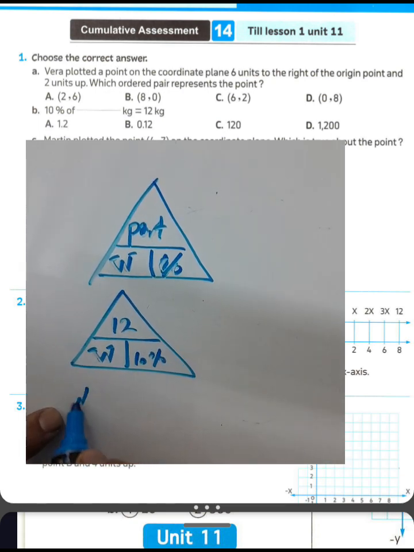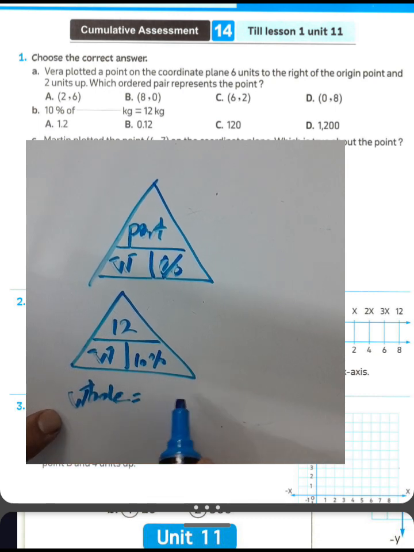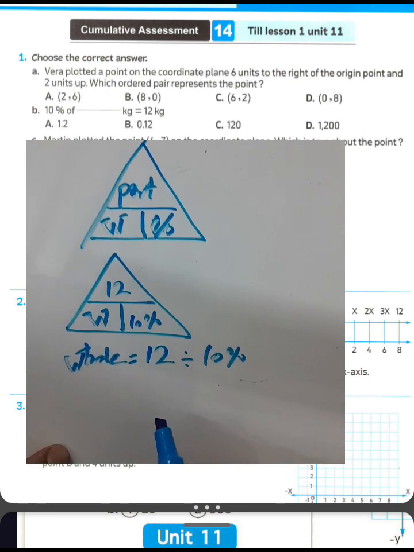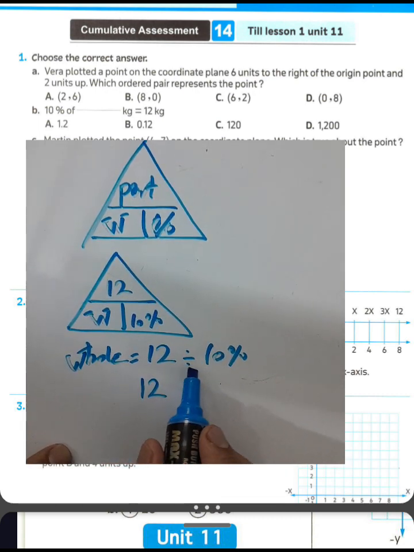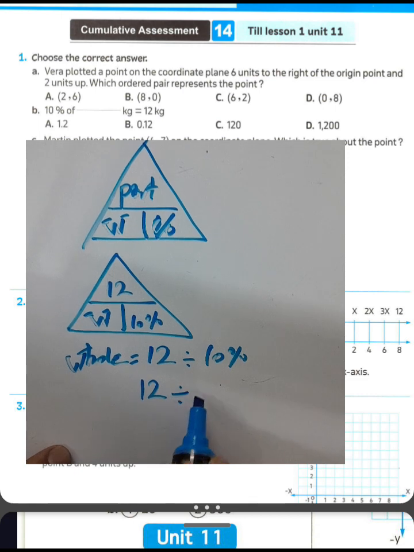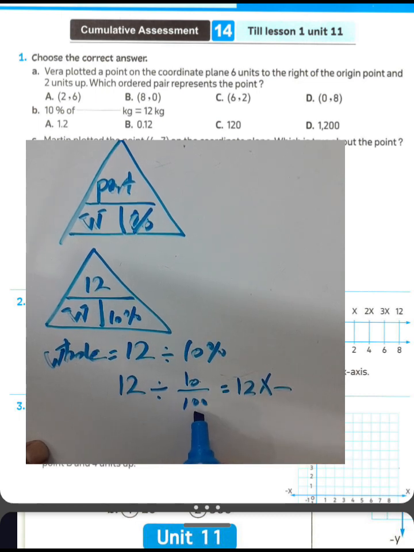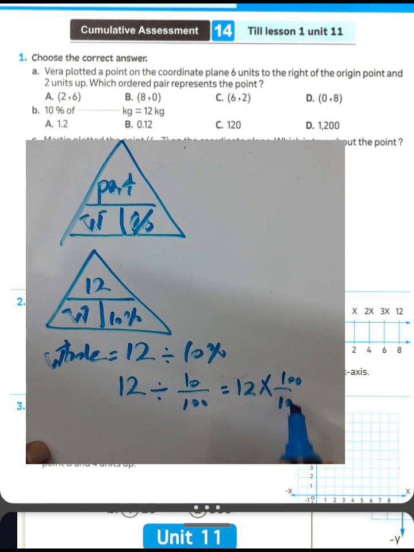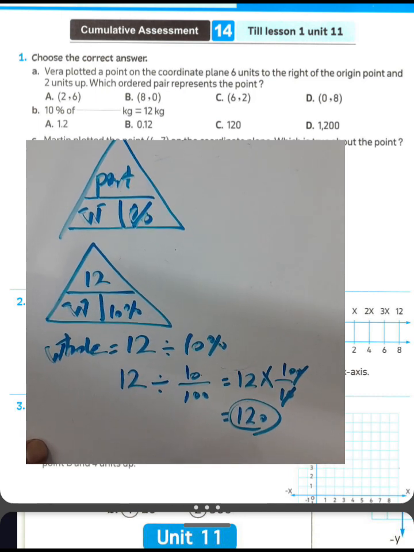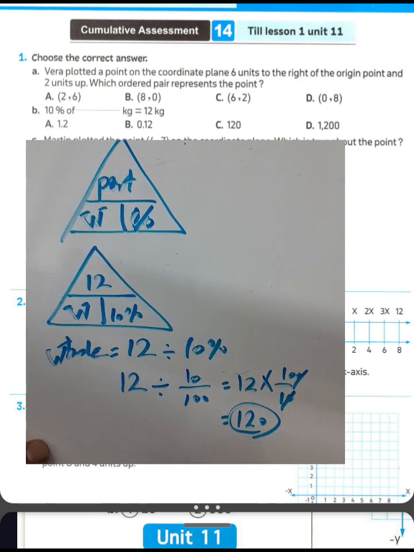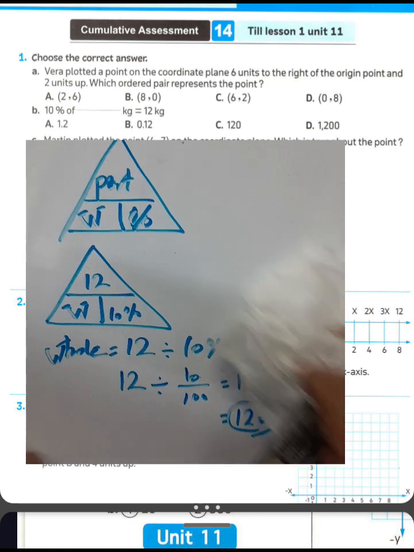Then the whole number will be 12 divided by 10%. It means divided by 10 over 100. It will be 12 multiplied by the inverse of 10 over 100, which is 100 over 10. Cancel 0 by 0, then the result will be 120. Okay, then the total number will be what? 120. Choose letter C about question letter B.